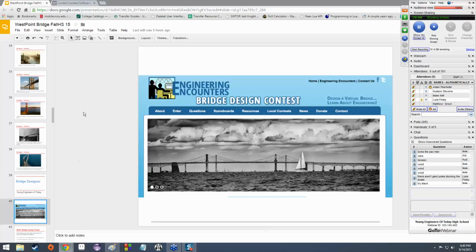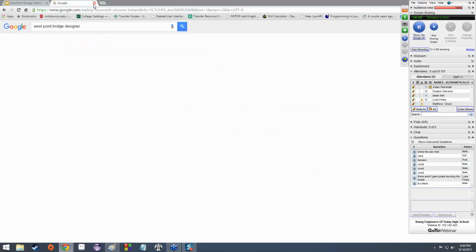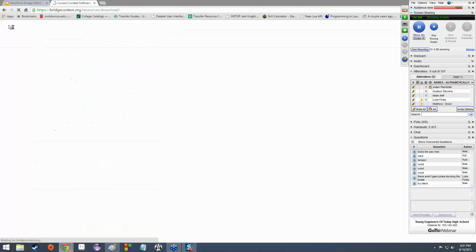what I'm going to do is have you do a Google search for West Point Bridge Designer. And if it makes it any easier, it's at bridgecontest.org. The first Google result should be the site you want to go to. And you can either click on Bridge Design Contest presented by Engineering Encounters or Current Contest Software. Current Contest Software will take you directly to the 2015 version, which we want to download.